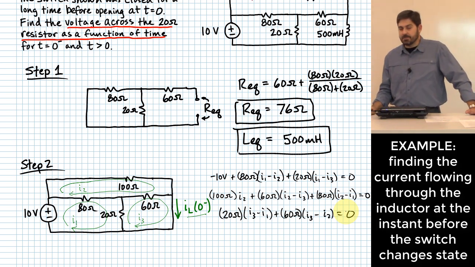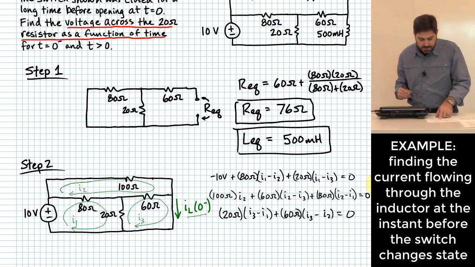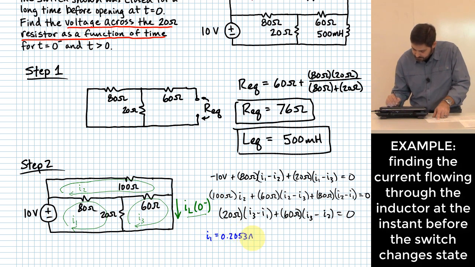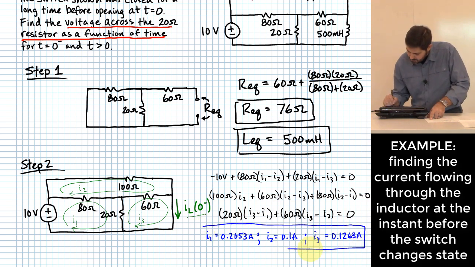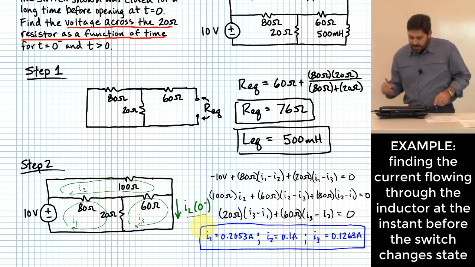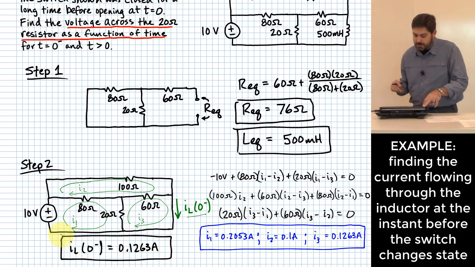This gives you a 3x3 system of equations, and you're hopefully getting good at doing that kind of work. What you should get out of this system of equations once you solve it is that I1 is going to be equal to 0.2053 amps. I2 is going to be equal to 0.1 amps. And I3, which is the one that we really cared about, is going to be equal to 0.1263 amps. So what is IL at 0 minus? 0.1263 amps.